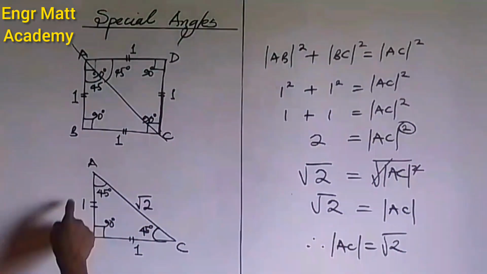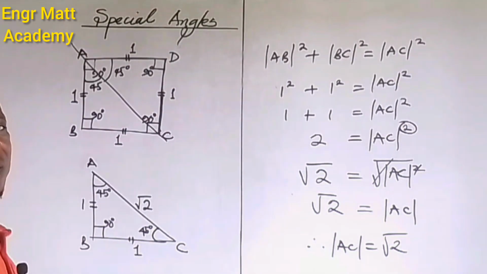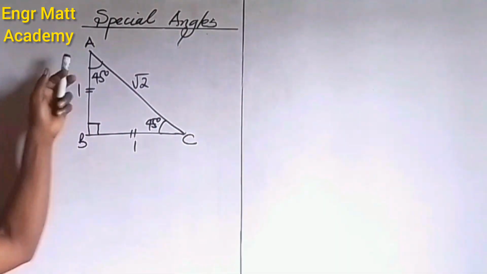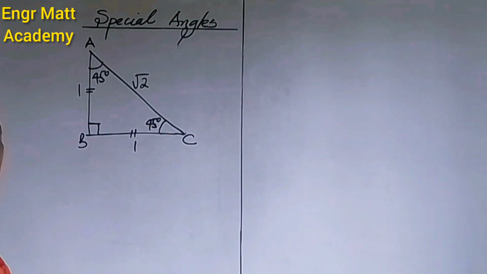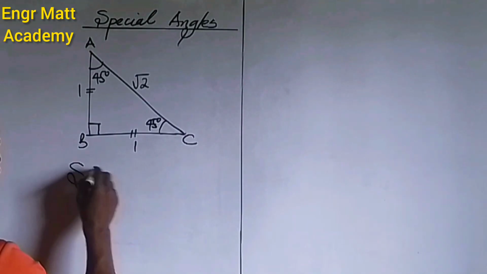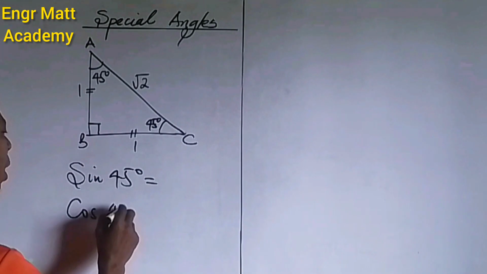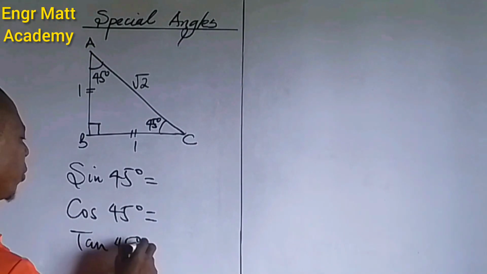Now when we know the 3 sides, we fit use them to define angle 45 degrees. Let's do that. Now this is the same triangle we have been using. AB is 1, BC is 1, and AC is root 2. Now let's use this triangle to find sine 45 degrees, cos 45 degrees, and tan 45 degrees.